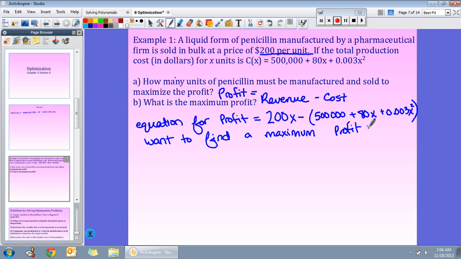So we're going to do exactly the same thing that we've been doing recently with other functions. We are going to find critical value points and then do the first derivative test to see if it's a maximum or a minimum or neither. So we're going to take the derivative of p of x.